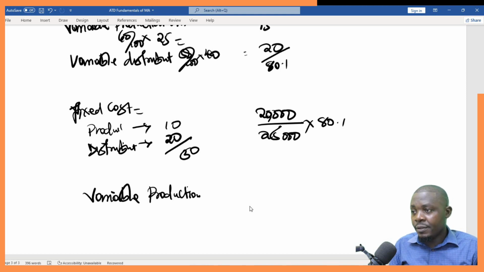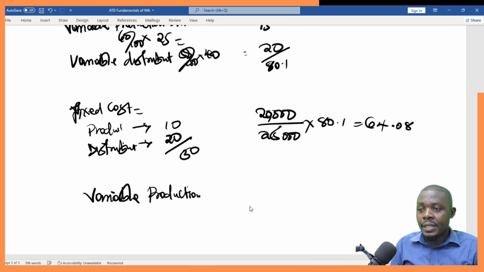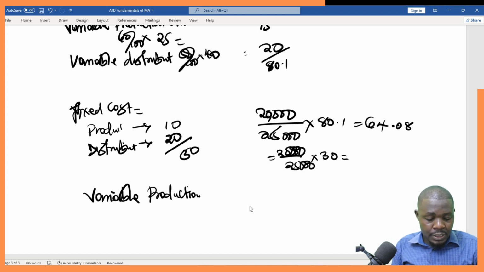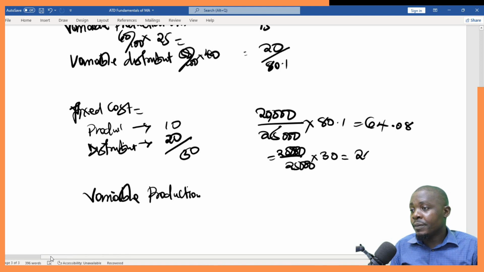It will be 20,000 divided by 25,000 multiplied by 80.1. We get 64.08. The same applies to this one, which is 20,000 over 25,000 multiplied by 30. The answer, we get 24.